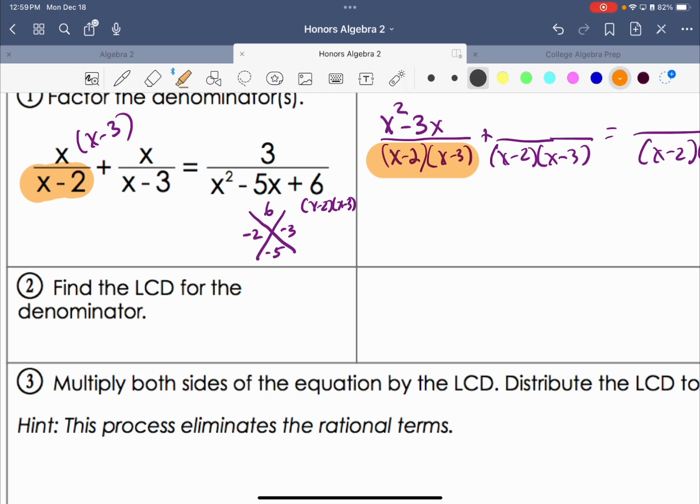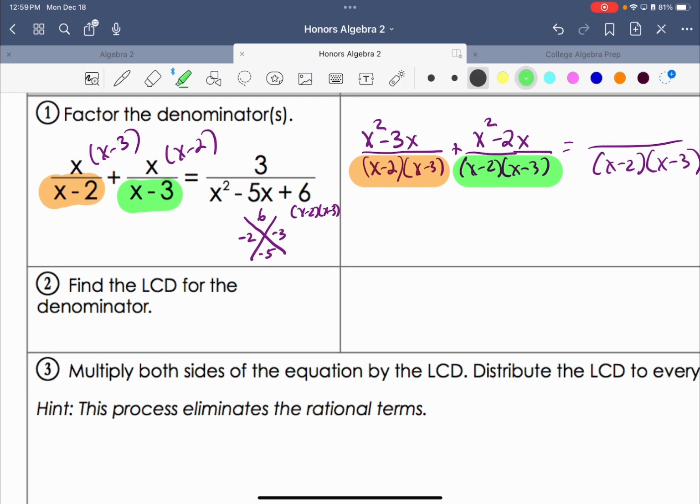Compare the second ones. I've got x minus 3. I need x minus 2 and x minus 3. So I need to multiply it by x minus 2, which is x squared minus 2x. Get the third one. It appears to be the same. And all I have to do is put 3.